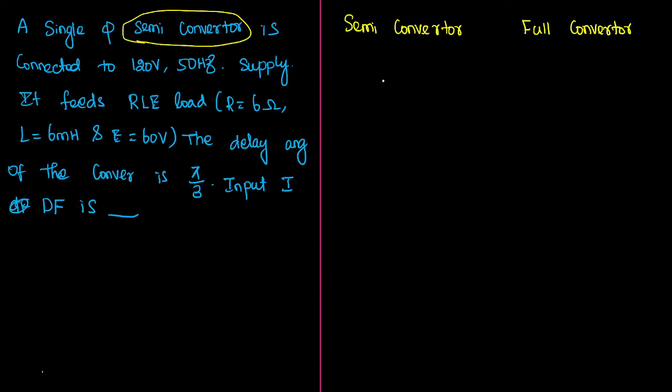The distortion factor, what is the basic formula? If you go with the semi-converter, the basic formula is 2 into root 2 cosine of alpha by 2, upon pi into pi minus alpha, keeping them all under root.